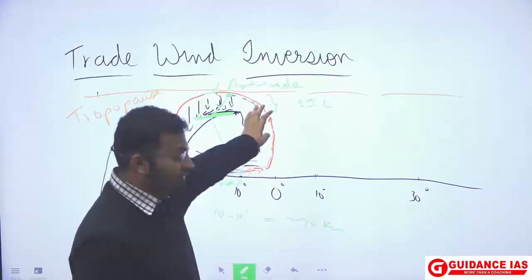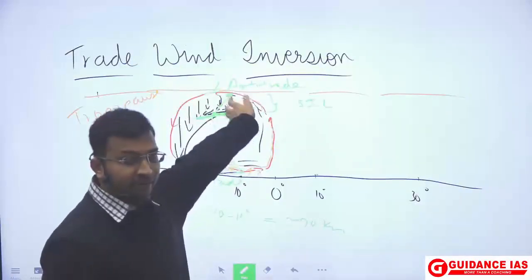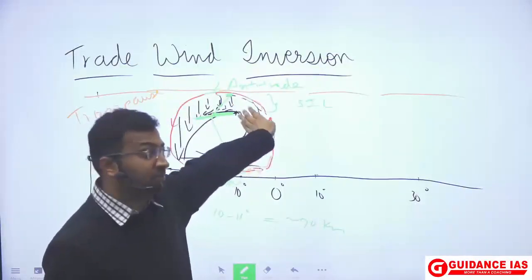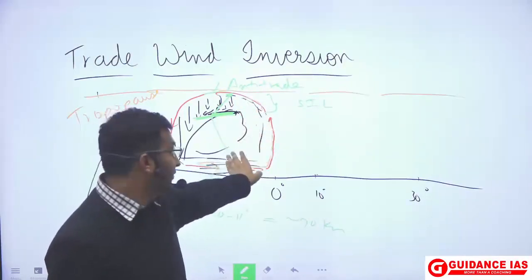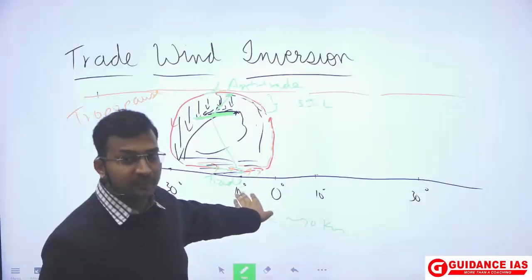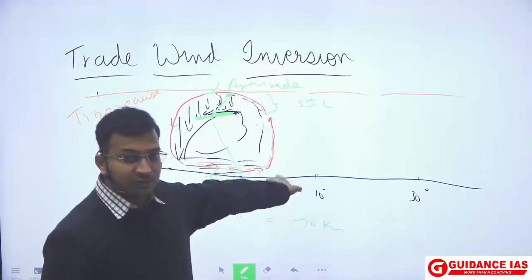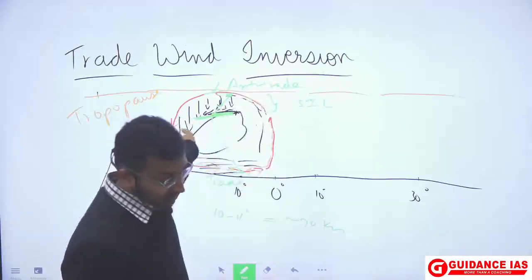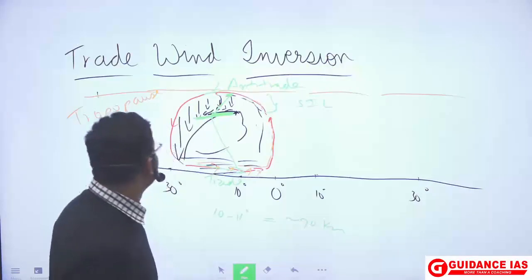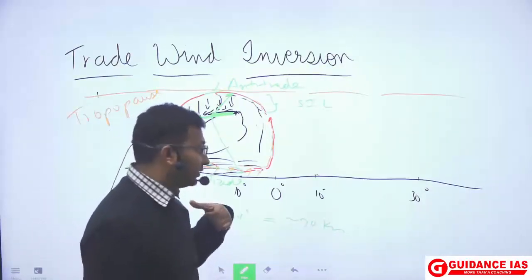It cools, it becomes dense, and then moves ahead and later on begins to subside as it cools because it loses its source of heat, which is the Earth's surface. The main source of heat of the atmosphere is the Earth's surface. So the atmospheric layers, as we move above, cool and become dense, and later on subside. So this is about subsidence temperature inversion.